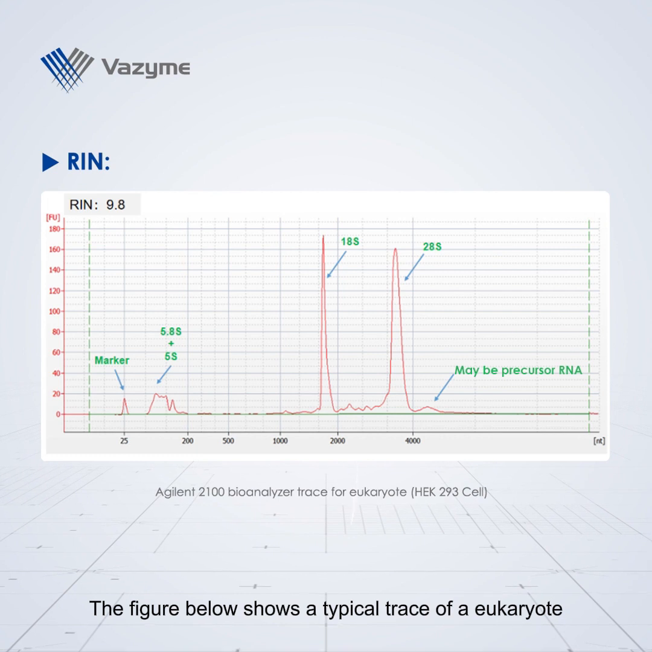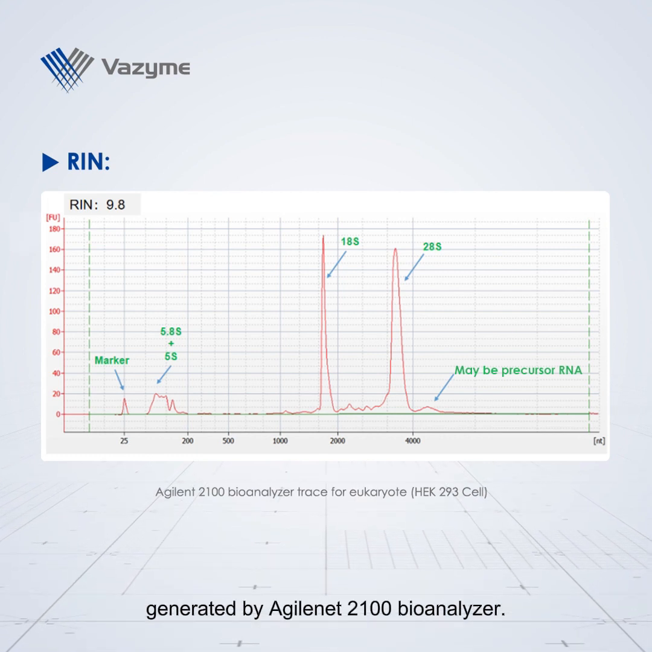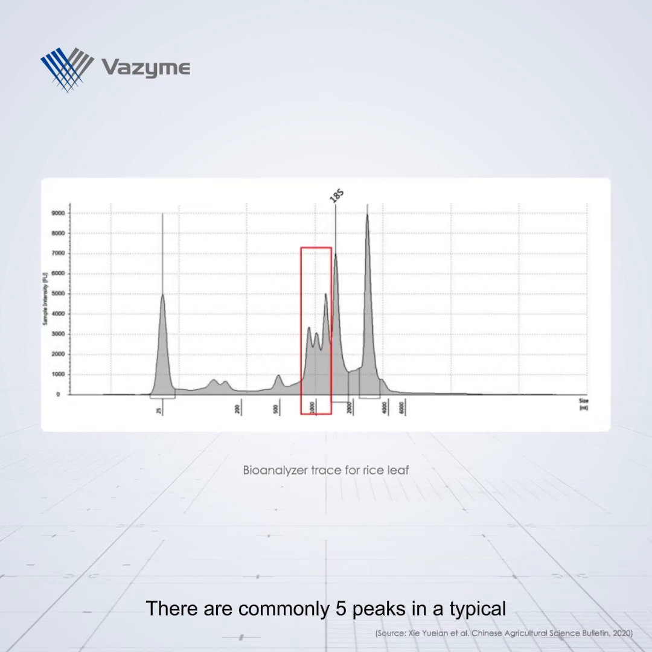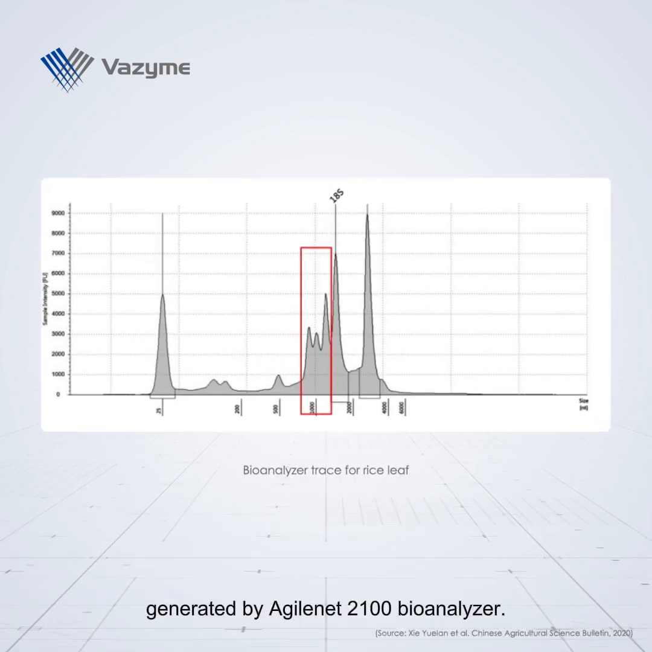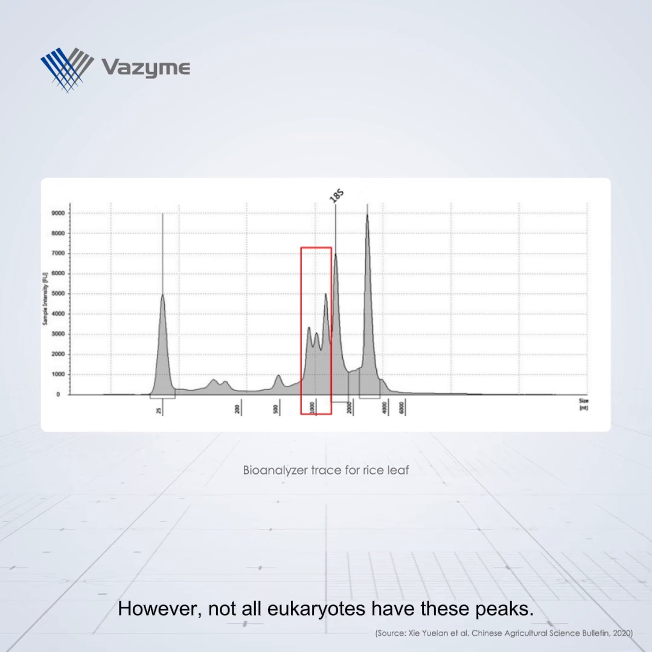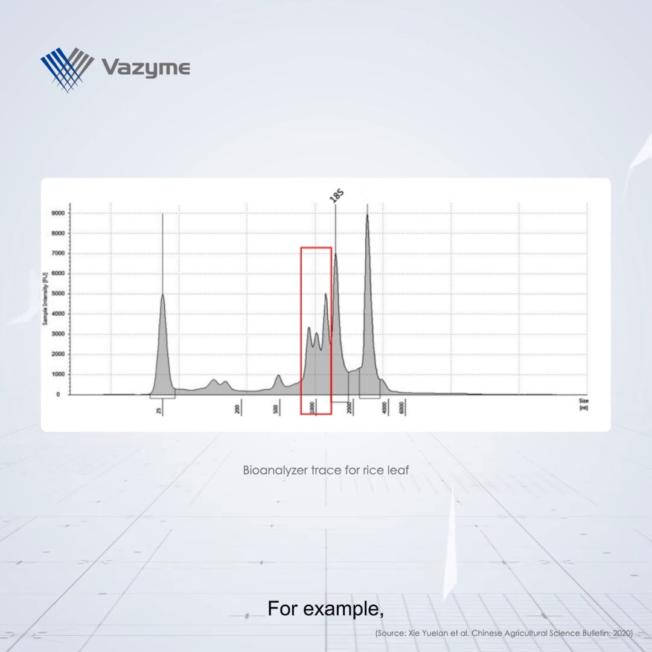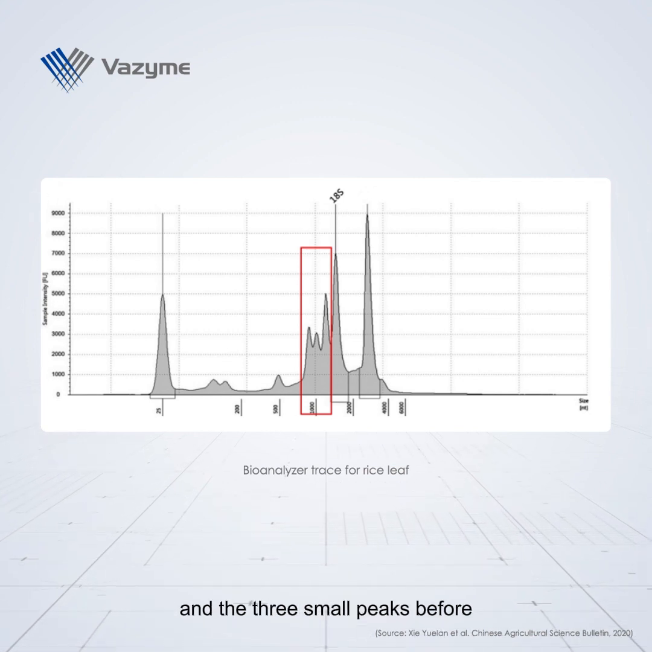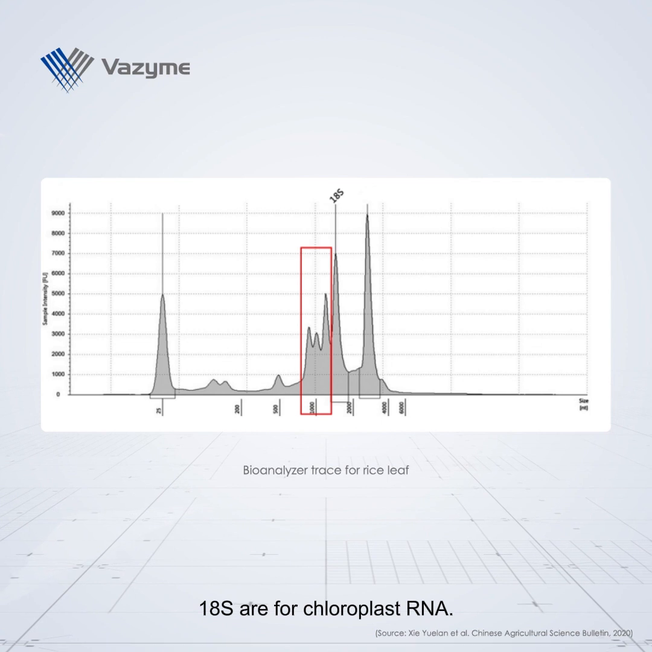The figure below shows a typical trace of a eukaryote generated by Agilent 2100 bioanalyzer. There are commonly 5 peaks in a typical electrophoretic trace of a eukaryote generated by Agilent 2100 bioanalyzer. However, not all eukaryotes have these peaks. For example, the organelles of plant leaves also contain ribosomes, and the 3 small peaks before 18S are for chloroplast RNA.